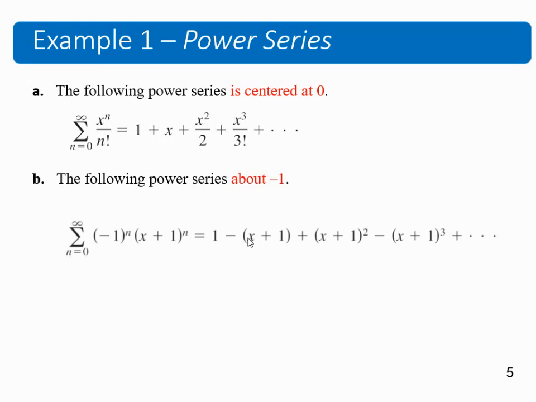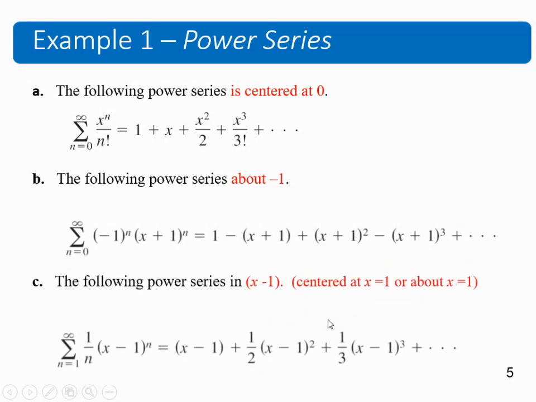Here is another example. This one is centered at -1, or you can also say about -1. And how you know it's centered at -1 is if you rewrite x minus c, then it would be x minus (-1), which gives you x plus 1 to the n power. And in this situation, your coefficient a_n is (-1) to the n. And so it generates this series.